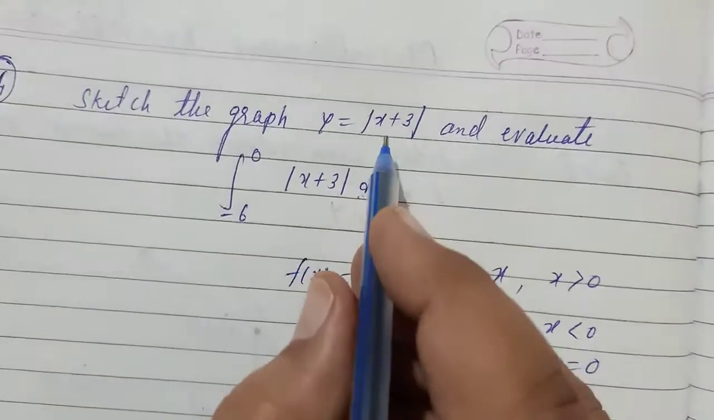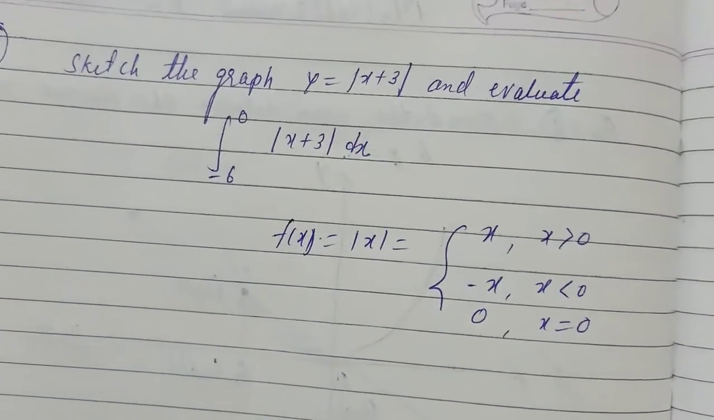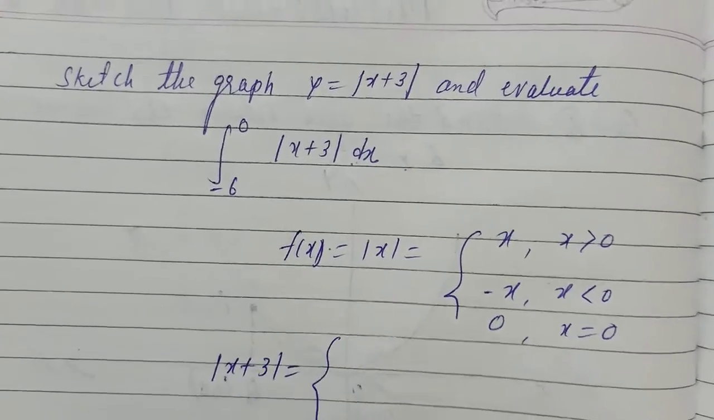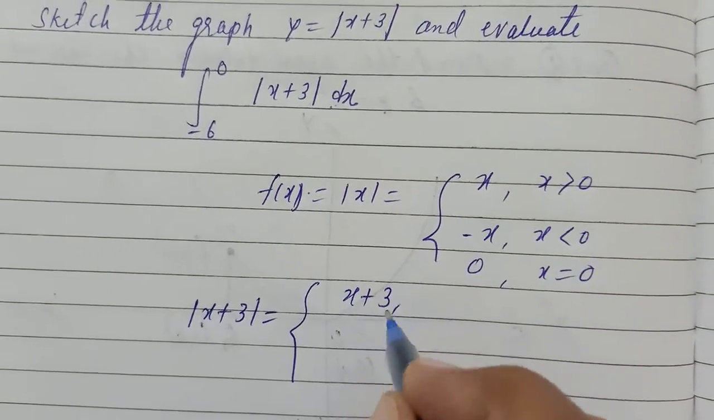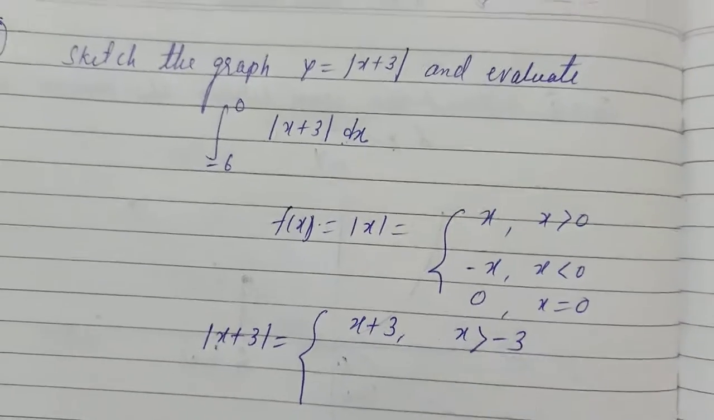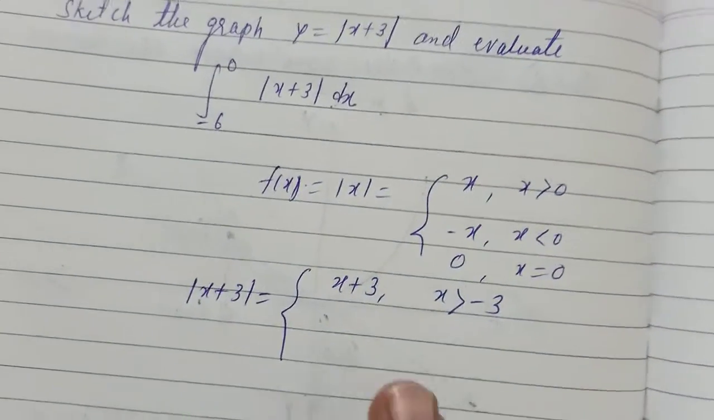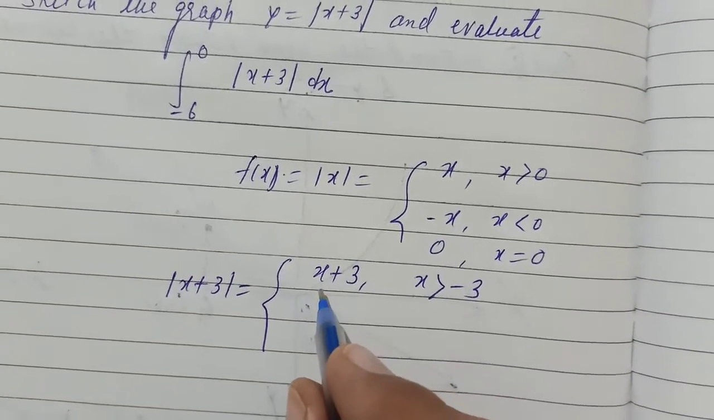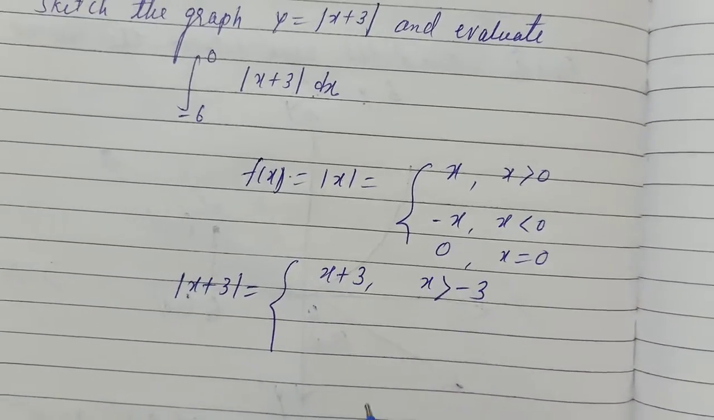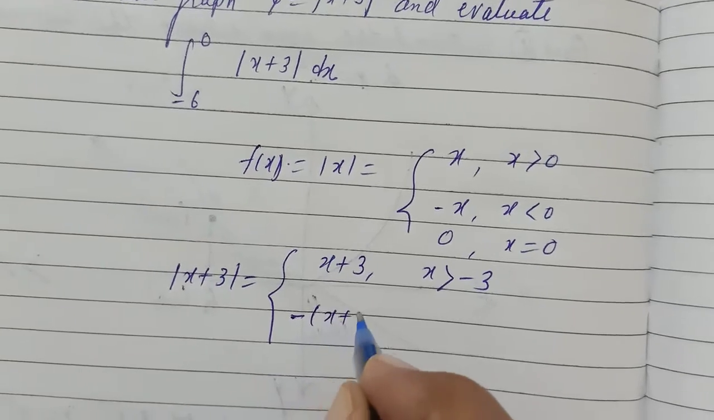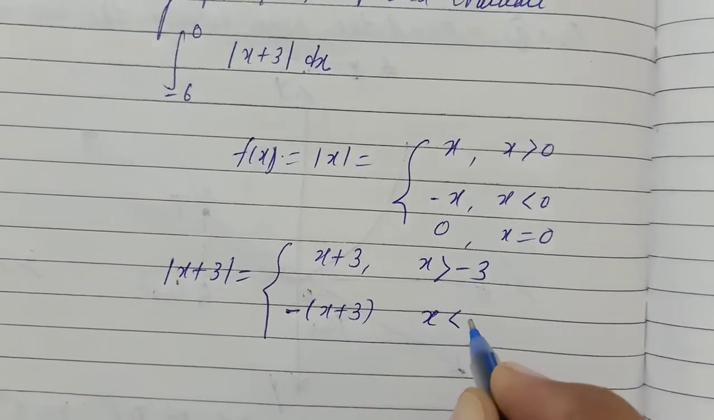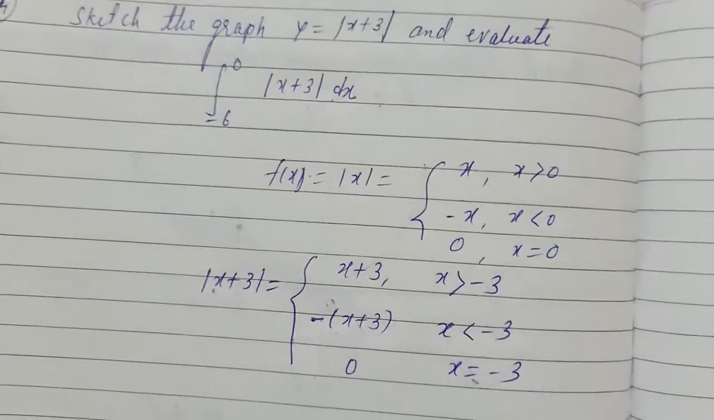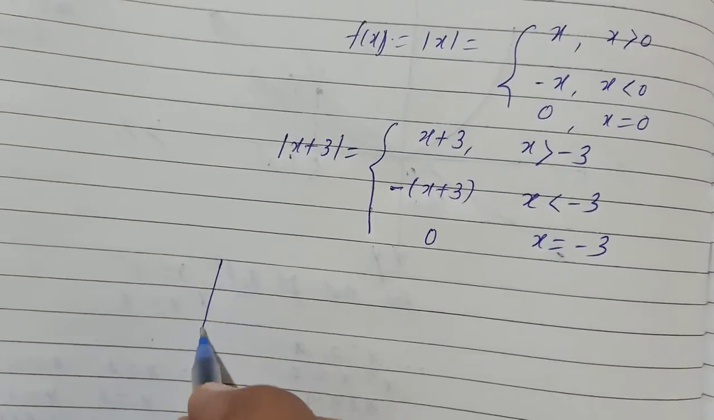But for x plus 3, we take the inside value, which is minus 3. So mod of x plus 3 can be written as: it is x plus 3 when x is greater than minus 3. The inside expression equal to 0 means we compare with minus 3. It is plus x plus 3 when x is greater than minus 3. It is minus x plus 3 when x is less than minus 3. And it is 0 when x equal to minus 3. So we can make the table.